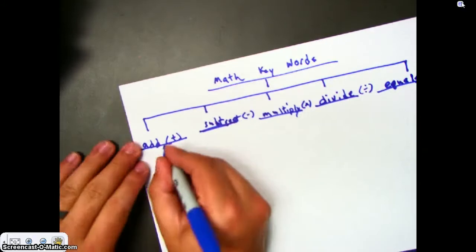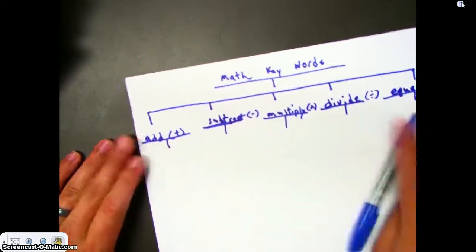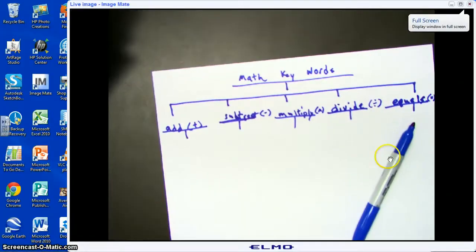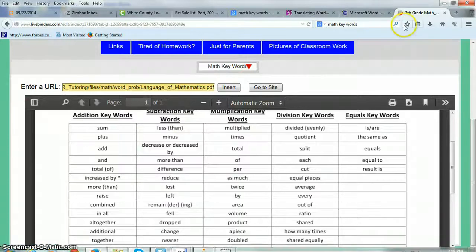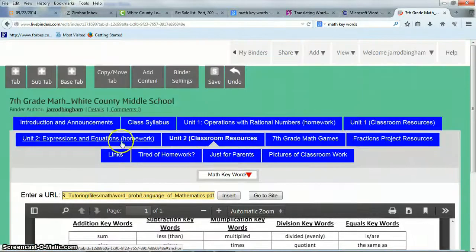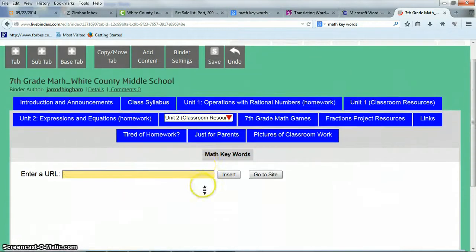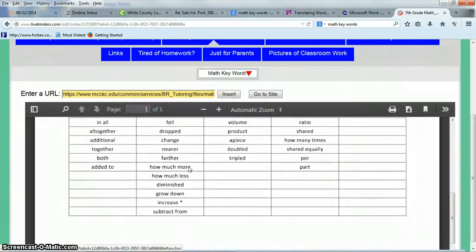So just let me get you started. I'm not going to go through them because you're capable of it. Further in the year, I'd just probably tell you to do a Google search. There's so many things out there. But for today, what I did for you was I linked to it on my webpage. So if you look here, right now you're in the homework section. If you look at Unit 2 Classroom Resources, that's this area. Click Math Keywords. They're right here.